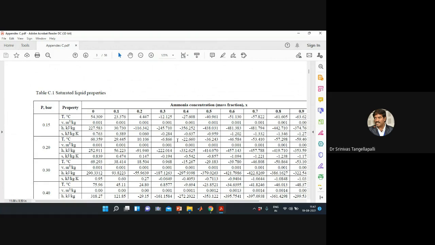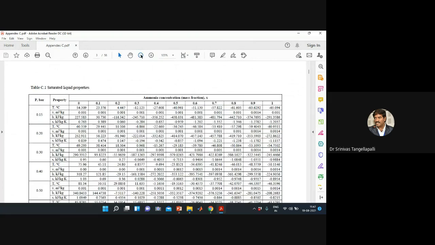Are you seeing this graph? Yes, sir. I think the size may be somewhat better. Are you able to see the values here? I am reading ammonia concentration, mass fraction x. Yes, sir. These letters are visible.